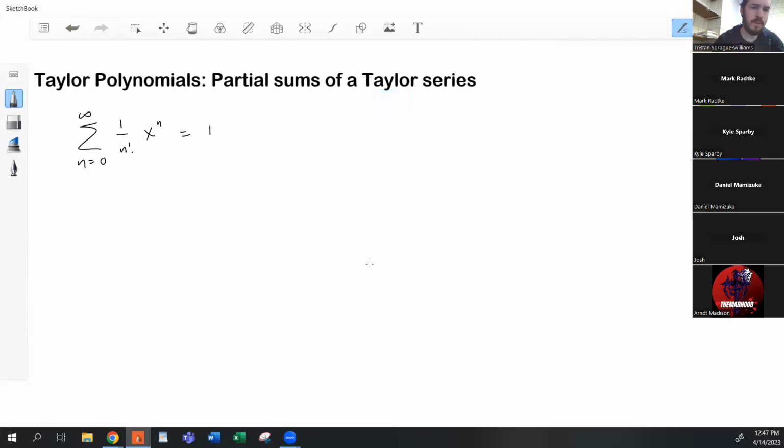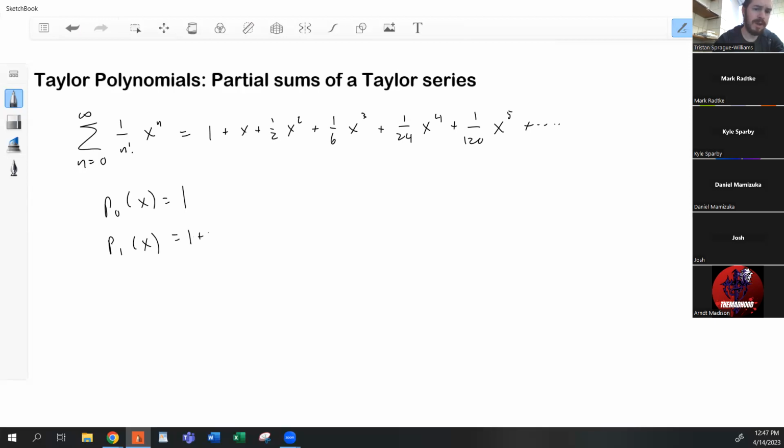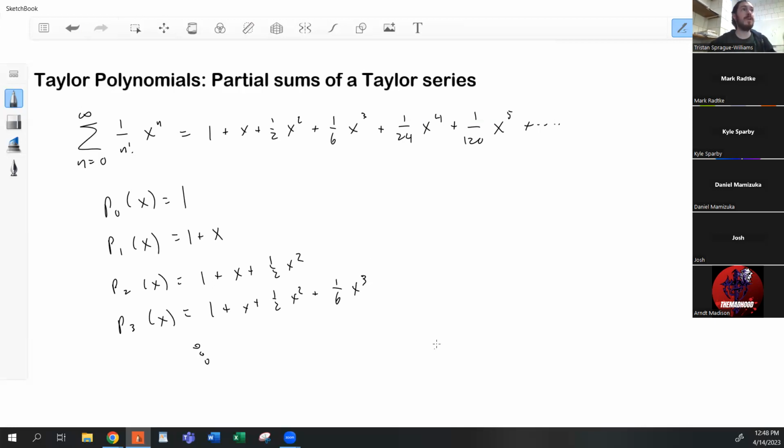Let's write this out. This is like 1 plus x plus a half x squared plus a sixth x cubed plus 1/24 x to the fourth, and then plus 1 over 120 x to the fifth, etc. So the Taylor polynomials are like 1, and then 1 plus x, and then 1 plus x plus a half x squared, and so on, plus a sixth x cubed, etc. Okay, that's what I was showing you in Desmos earlier.